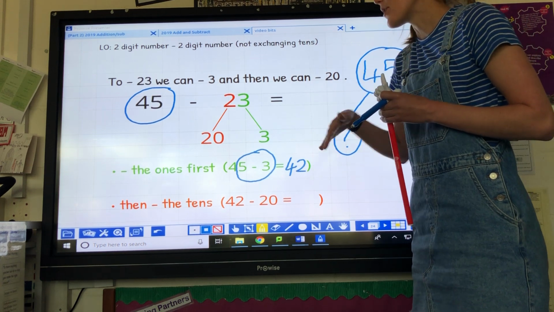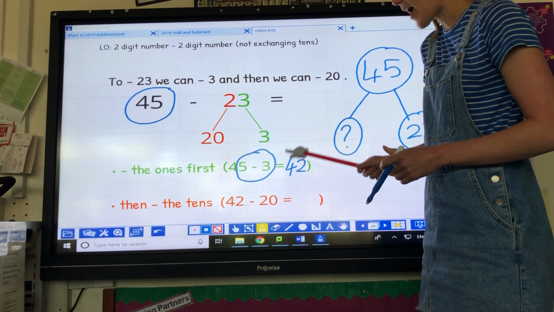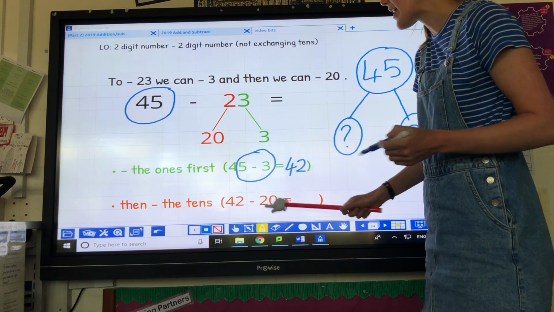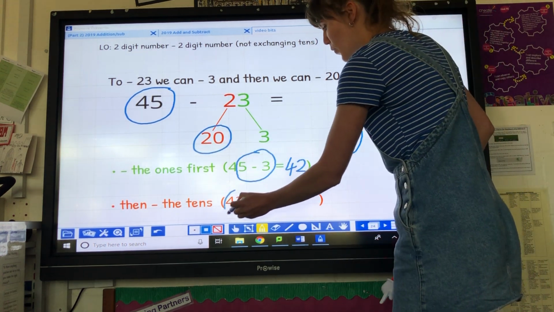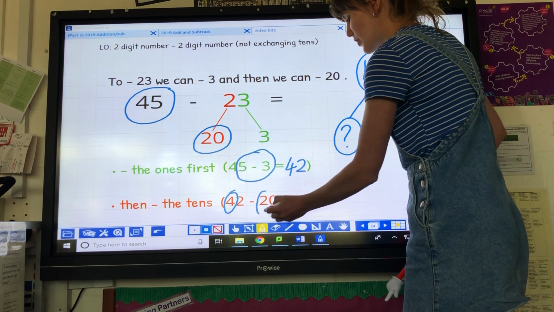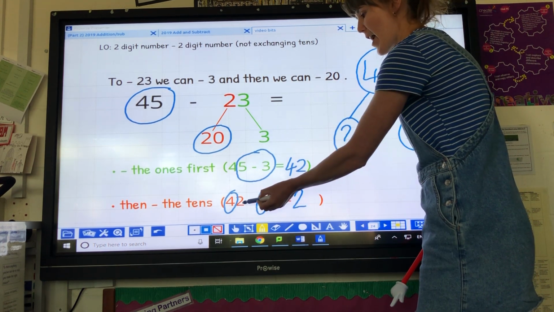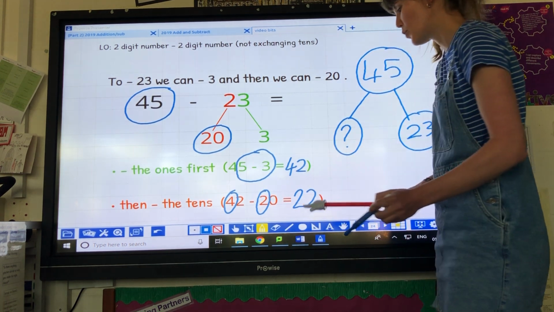Once you've done that, then you can subtract the tens. So we have 42 now because we've subtracted 3 ones. So 42, take away the 20. Okay, so I know that 4 tens subtract 2 tens is going to be 2 tens left. And then how many ones do we have to begin with? 2 ones. So the answer is 22.